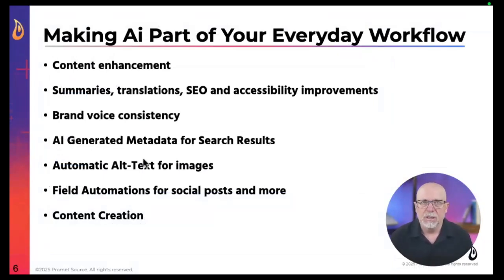All right, so quickly going back to our overview, making AI part of your everyday workflow. Content enhancement. Yes, it can do translations. I'm in the middle of working on a 43 language Drupal site right now. I can vouch for the fact AI does translations really well. So much better than Google Translate ever could before, and it's incredibly accurate. Search engine optimization, there is a search engine optimization module included in the demo that you can play with, and obviously accessibility improvements, brand voice consistency, AI generated metadata, automatic alt text for images, field automations, content creation. Again, we're just seeing the beginning of it. It's only going to get better.